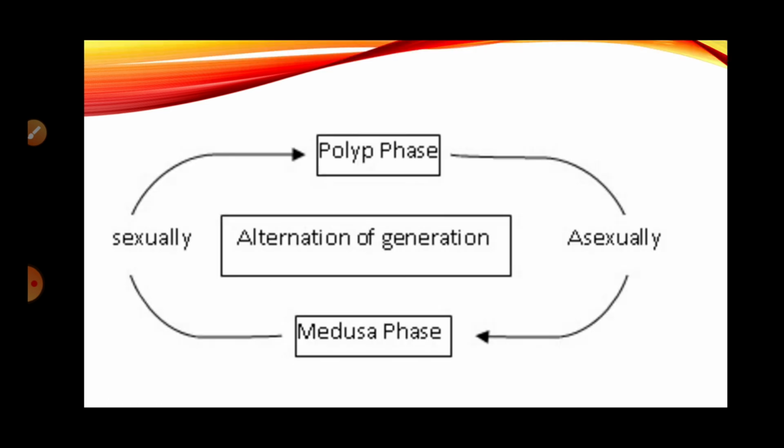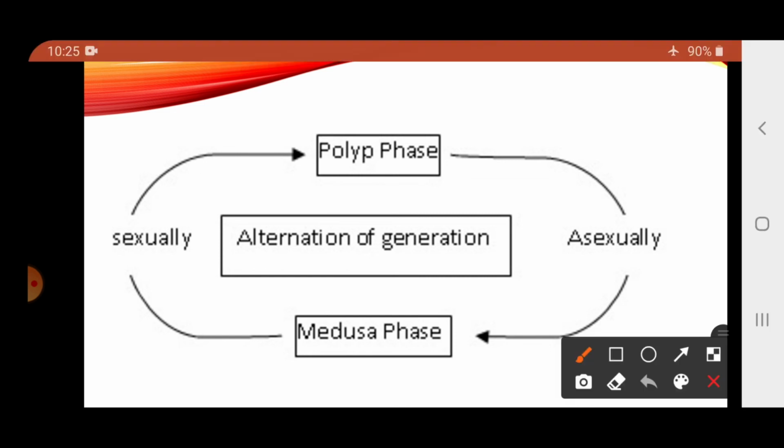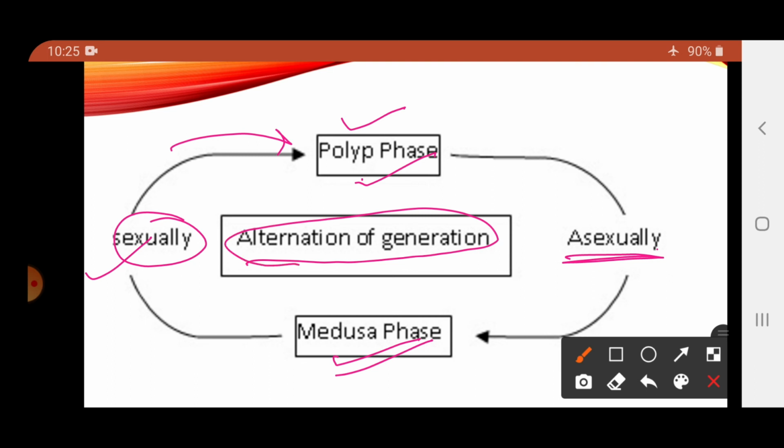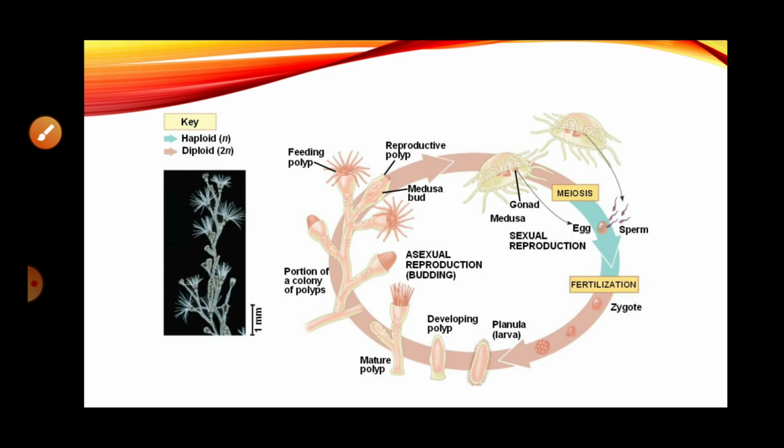So see students, I told you regarding the alternation of generation in Obelia. So the polyp phase undergoes asexual reproduction and what does it make? Medusa phase. What will medusa do? By sexual reproduction, which phase will it develop? Polyps. So polyps undergo asexual reproduction and form the medusa. Medusa undergoes sexual reproduction and forms the polyps. And what is this process called? Alternation of generation, or also it is called metagenesis. What is it called? Metagenesis.